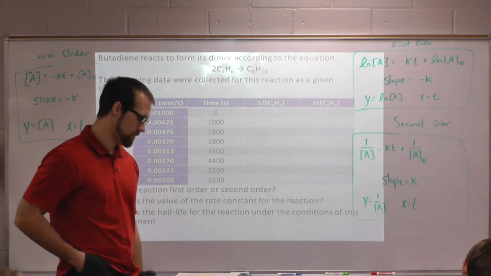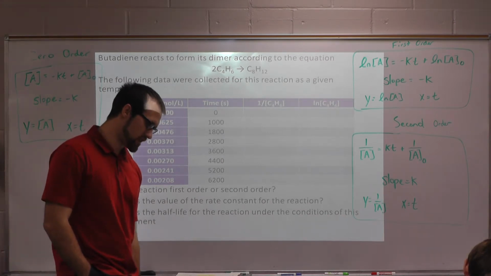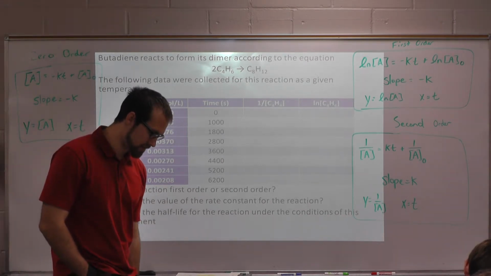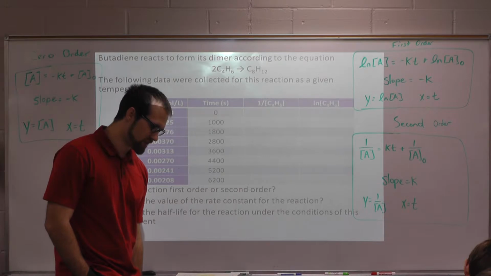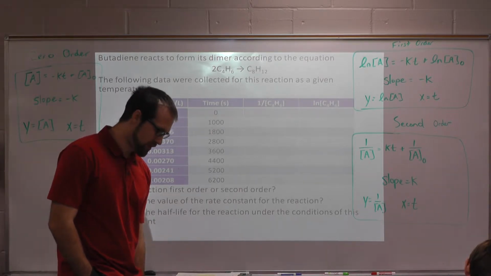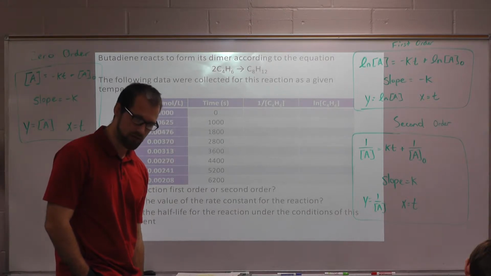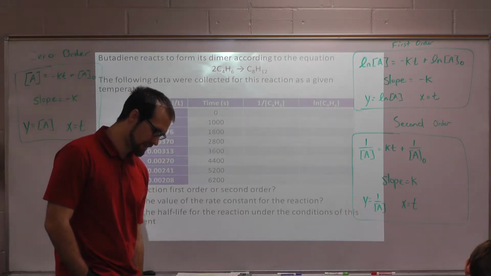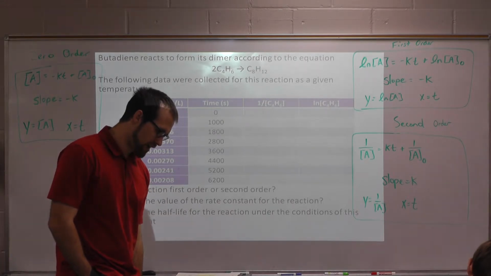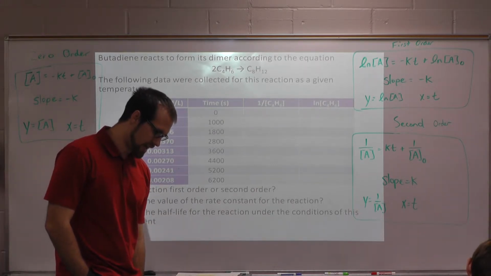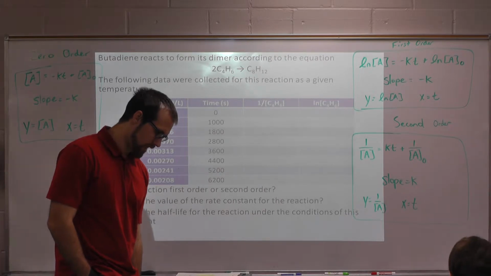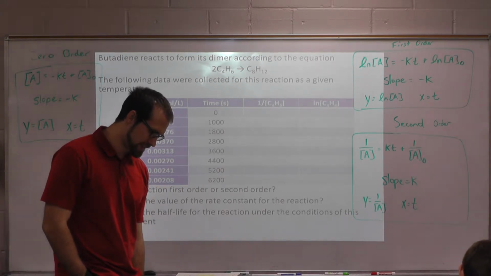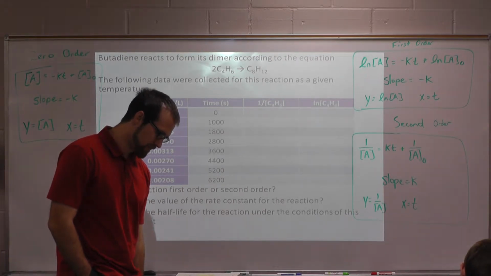Get it? Okay, so for the LN, here's what it is for those of you who didn't do that. Negative 4.605, negative 5.075, negative 5.348, negative 5.599, negative 5.867. No, did I say 8?